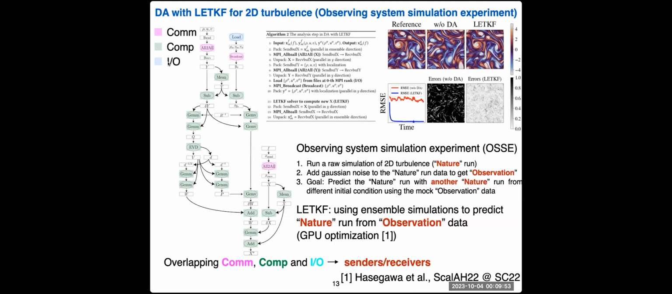These three operations can be overlapped because the dependency is quite independent, so we can overlap part of communications, computations and I/O. So senders and receivers may help.